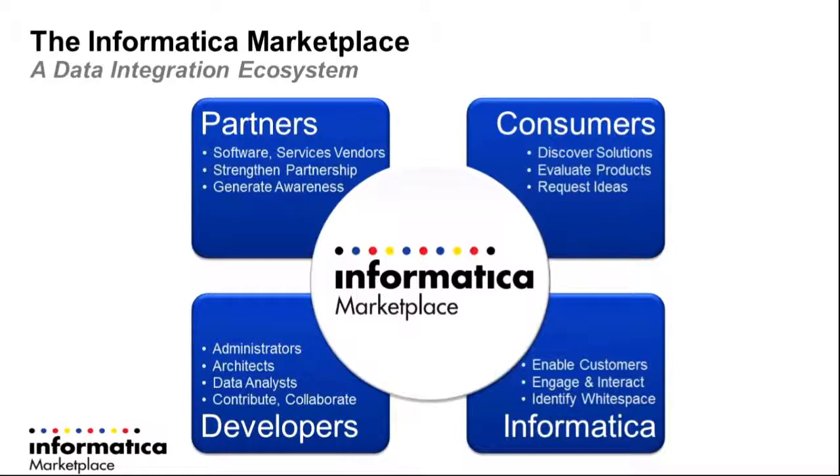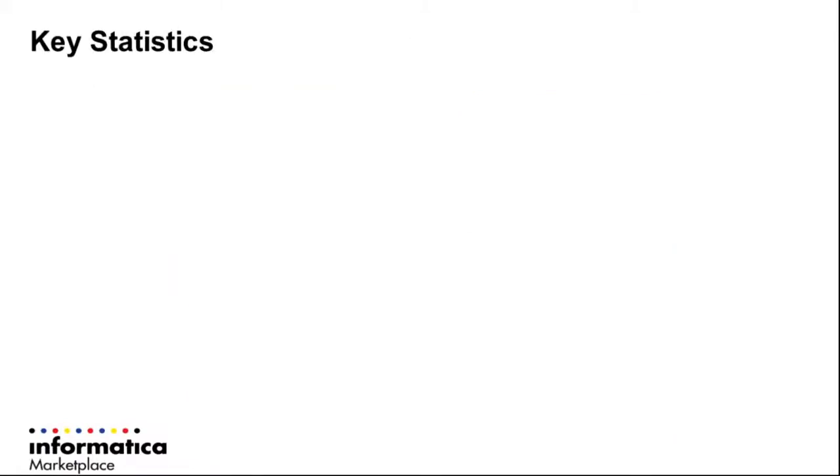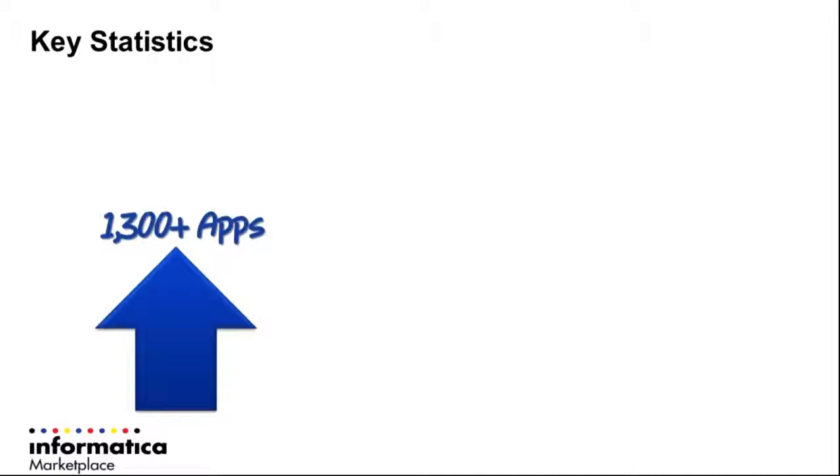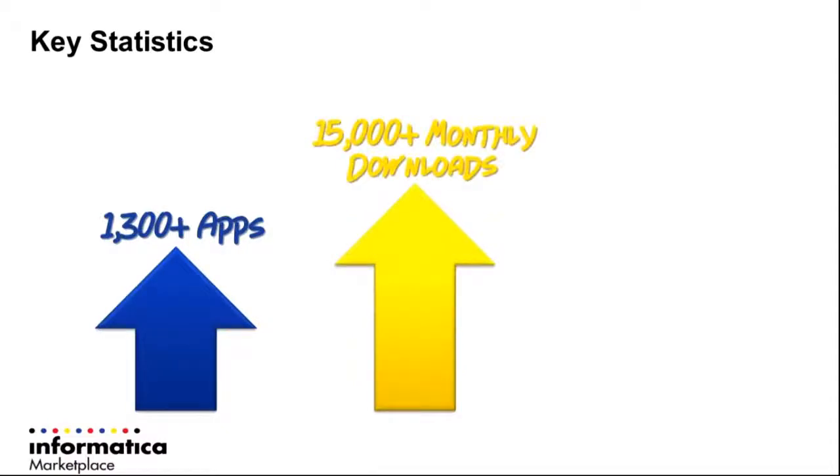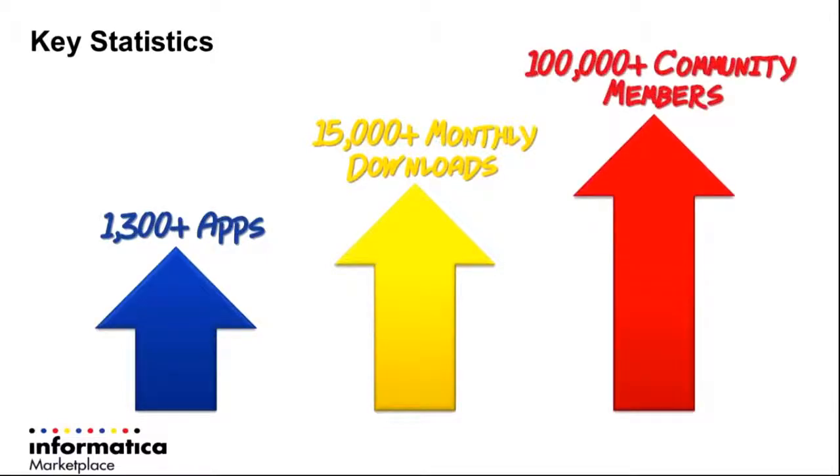Some key statistics on the marketplace in terms of just the raw numbers. The marketplace has over 1,300 apps and services that you can leverage. So a whole host of applications, a whole host of things that will help you be more productive. We'll talk a little bit about what those are in a minute. We have over 15,000 monthly downloads, so a lot of traction in terms of valuable content. People are finding things that are useful, they're bringing them into their environment, and they're really being successful with the solutions that are on the marketplace. And the marketplace really is a community. It's a community of over 100,000 registered members. So there's a very broad audience that are contributing and that are using the marketplace to help them be more successful.